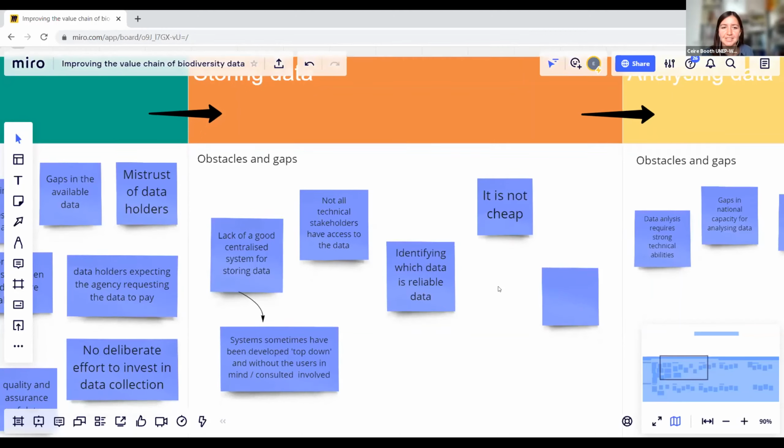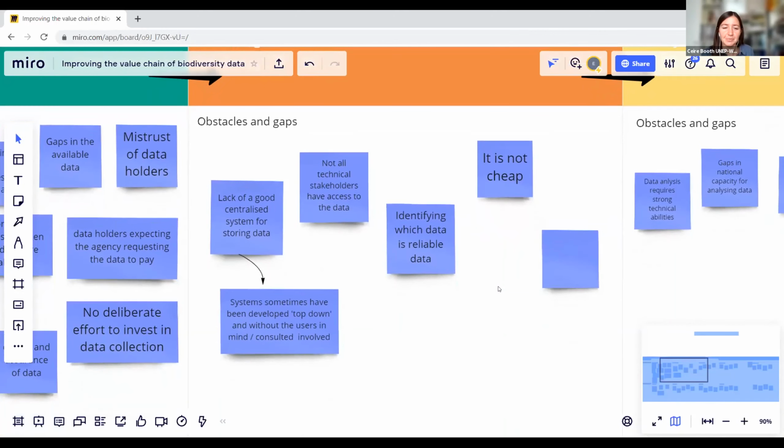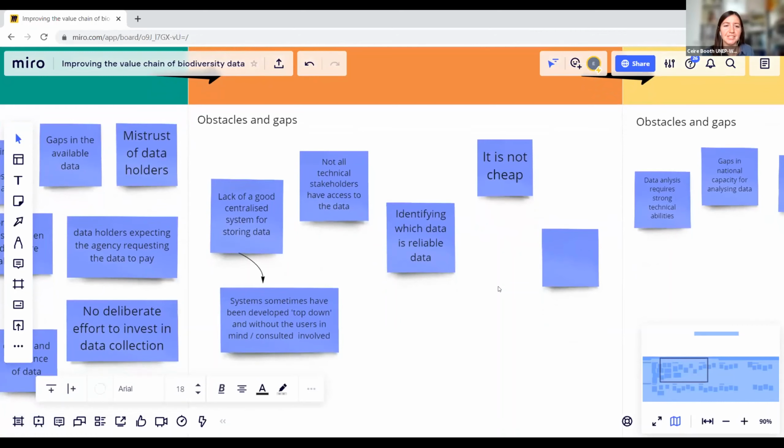Thanks very much. I see another interesting point here in relation to the lack of a good centralized system for storing data. Sometimes those systems have been developed in a top-down manner and without the people who will actually be using that data, their own needs haven't been considered in that process. And I think that's a really interesting one. It totally relates back to what we've said earlier about how this data is all very well and good, but it really does need to serve the needs of its users.